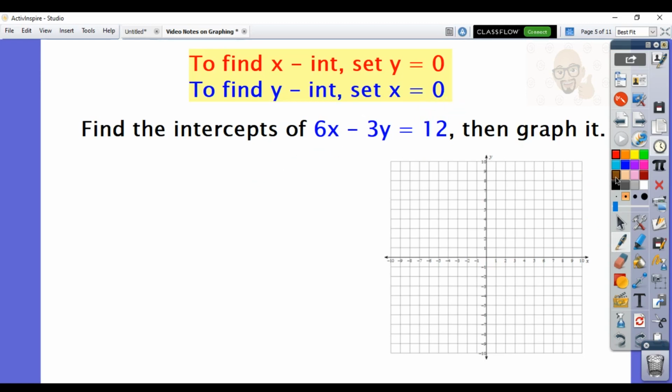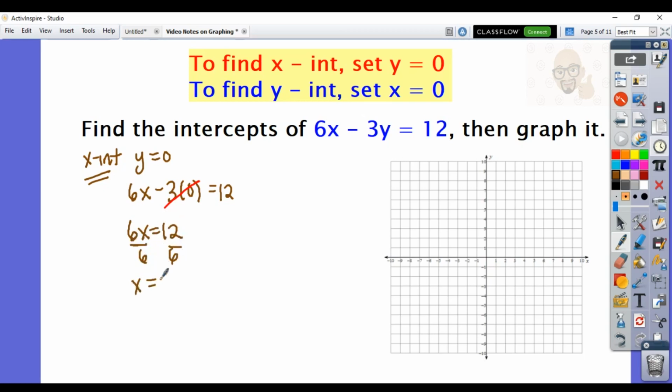In this problem, find the intercepts of 6x minus 3y equals 12, then graph it. To find the x-intercept, we make y equal to 0. So 6x minus 3 times 0, where we replace y by 0, equals 12. 3 times 0 cancels the entire term. What's left is 6x equals 12. Divide by 6, so x equals 2. Our x-intercept is (2, 0).